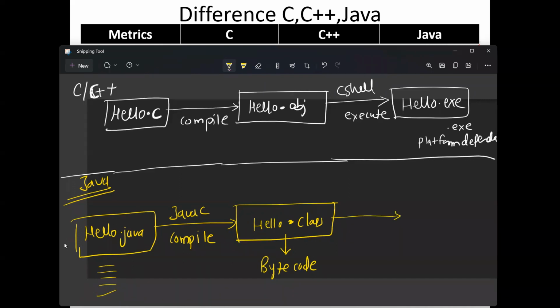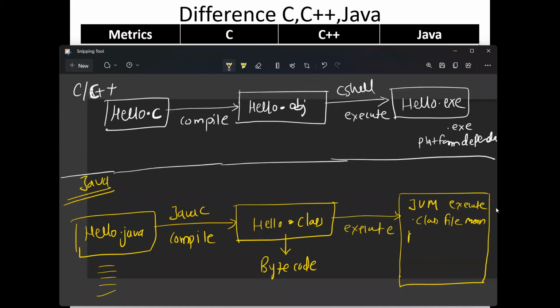So once you have this, tell me how we can execute a Java program. Where will it be executed? You are able to execute it through what? JVM. JVM is the Java virtual machine. The JVM executes the .class file, meaning it reads the bytecode line by line. So whose responsibility is it to run and execute code line by line? The interpreter. So here the JVM simply acts as an interpreter.